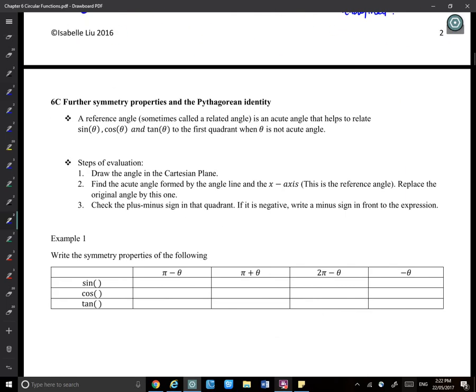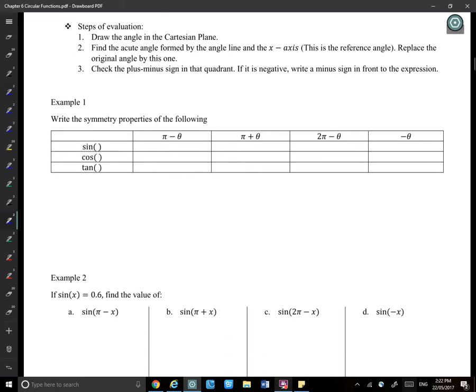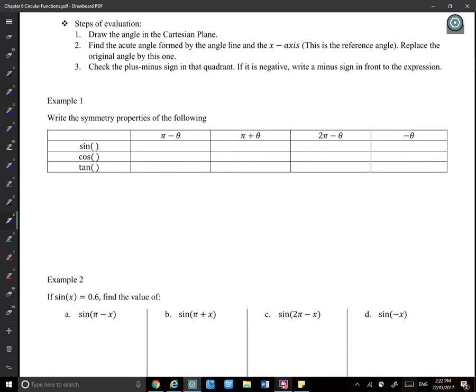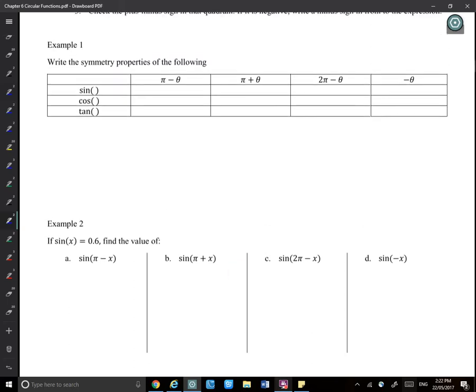Okay, the next one is further symmetry properties and Pythagorean identities. Further, there are about 12 formulas. I don't want you to remember those 12 formulas, plus later on we have another 4. I just want you to find a way to really sketch it and then prove that by yourself.